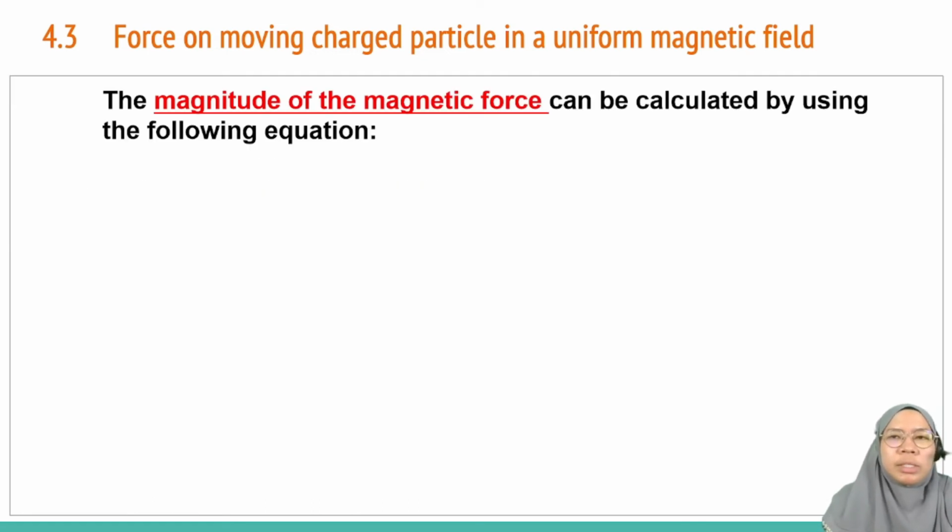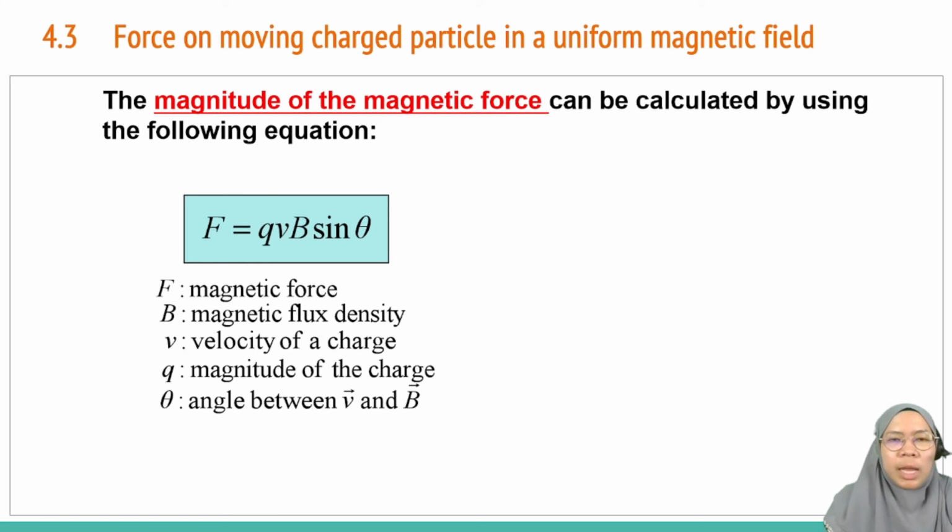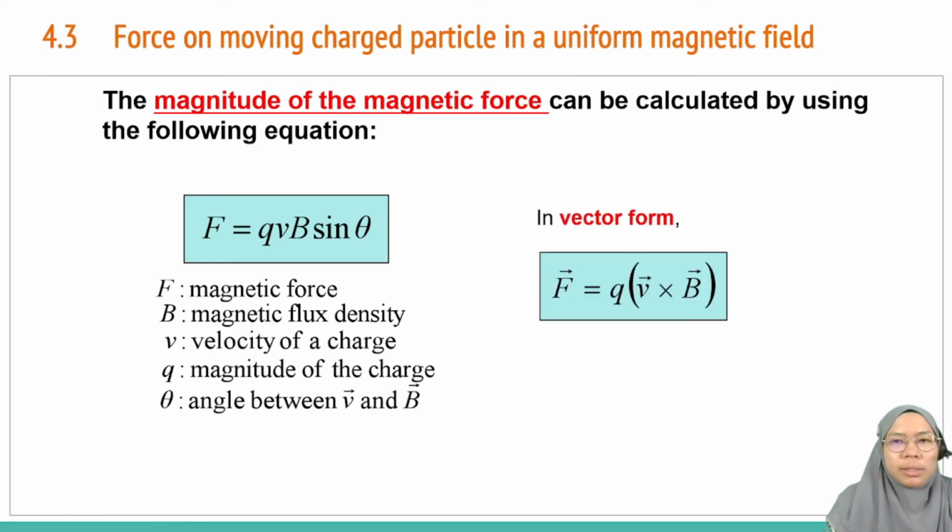The magnitude of the magnetic force can be calculated by using the following equation. F equals to QVB sine theta, where F is the magnetic force, B is the magnetic flux density, V is velocity of a charge, Q is the magnitude of the charge, and theta is the angle between V and B. So this is a cross product. Okay, so for cross product, the maximum magnitude will be when the angle is 90 degrees. Okay, so the angle between V and B should be 90 degrees in order to get maximum magnetic force.